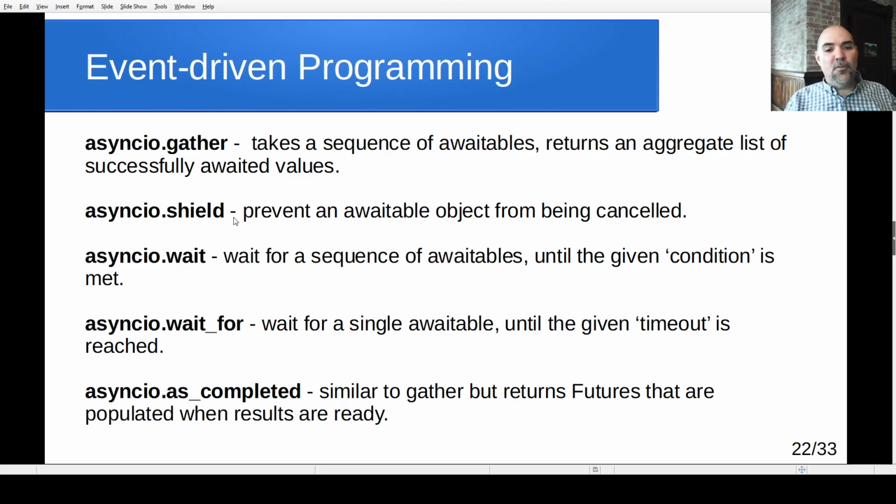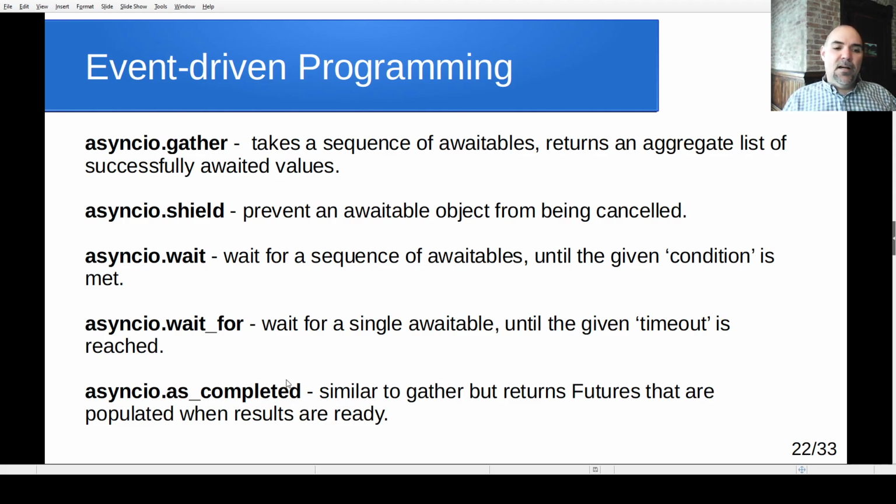asyncio.wait also waits for a sequence of awaitables until some condition is met. This is a little bit different than gather. Gather returns a list of all of the successfully awaited values for each of these. asyncio.wait is just waiting for them to complete, not gathering the data from them. And then we have wait_for, which allows you to wait for a certain amount of time. So you might say, hey, wait for this connection to be created, but only wait for 5 seconds. If 5 seconds expires, wait_for will stop waiting for that. So this allows us to create something that waits for a while, but not forever.